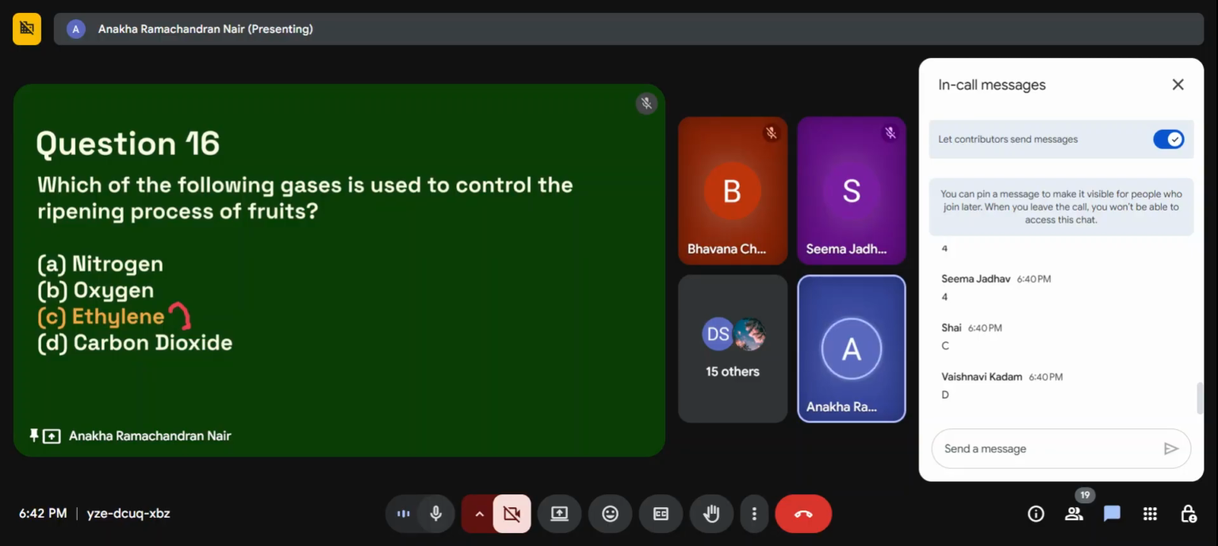Okay, so the correct answer is option number C, ethylene. Does anyone have a doubt in this question?